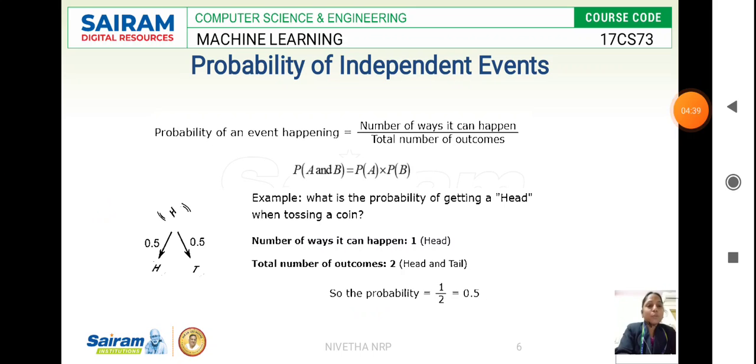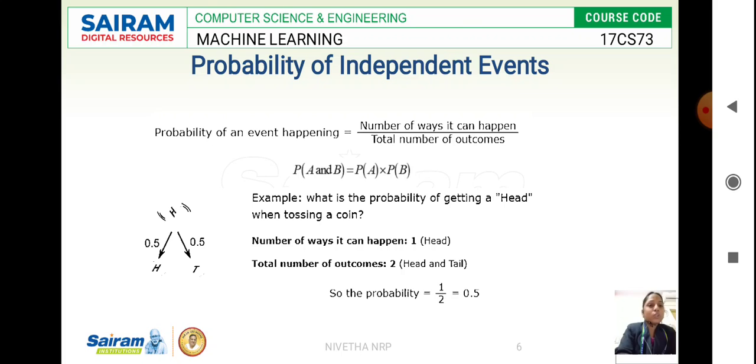We'll see what is the probability of an independent event. The probability of an event happening is specified as the number of ways it can happen divided by the total number of outcomes. The formula we use is the probability of A and B will be the probability of A multiplied by the probability of B.